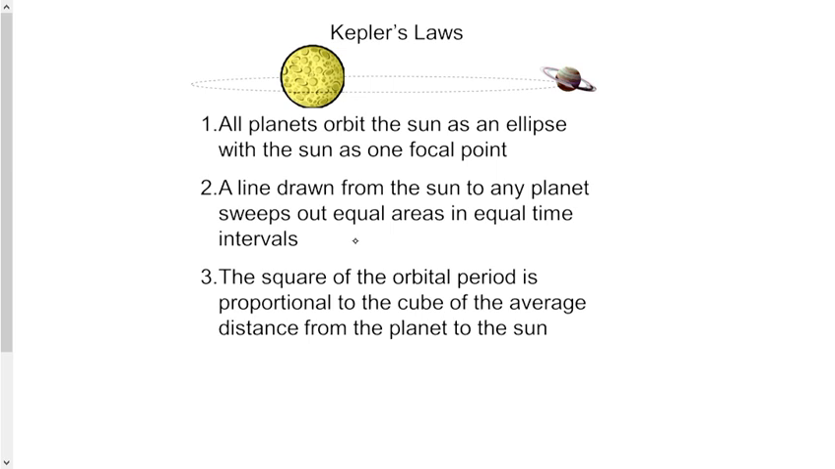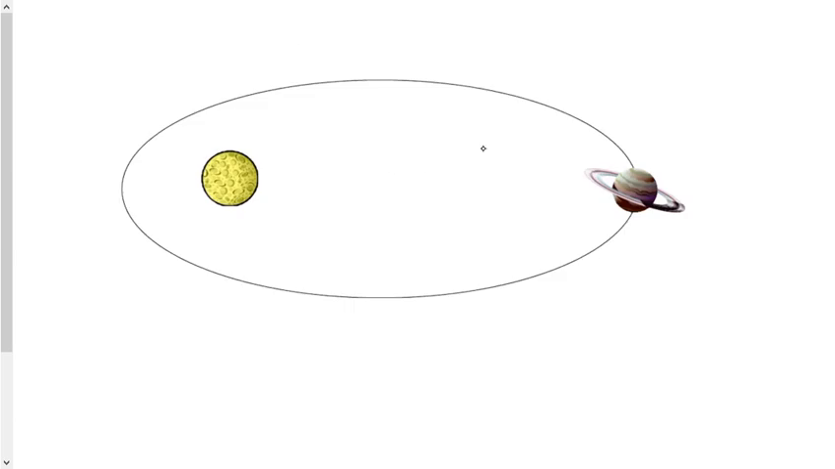A line drawn from the sun to any planet sweeps out equal areas in equal time intervals. That's really a conservation of angular momentum going on there that we'll be talking about in our next set of videos. And the square of the orbital period is proportional to the cube of the average distance from the planet to the sun. So let's take a look at those 3 laws. The elliptical orbit, I think, is self-explanatory. Now what about those equal areas?